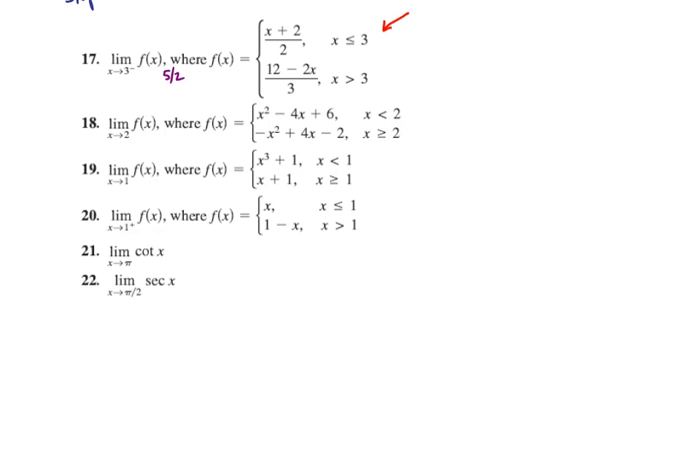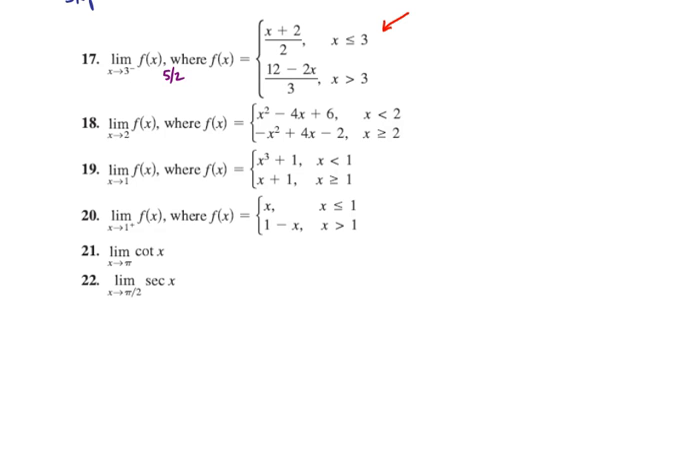Okay, we'll continue this section on one-sided limits and continuity. In number 19, we're asked for the two-sided limit as x approaches 1 of f of x. And we have a piecewise defined function. From the left of 1, the function behaves as x cubed plus 1. From the right, from 1 and on to the right, it behaves as x plus 1.